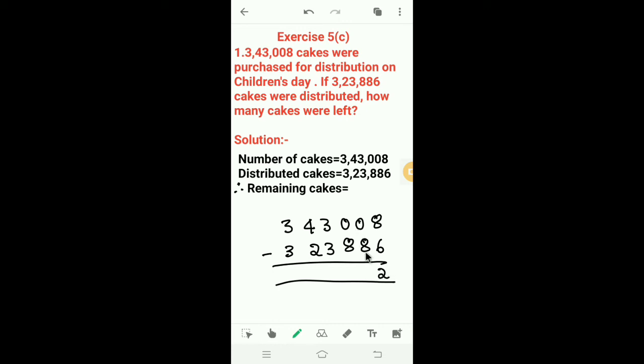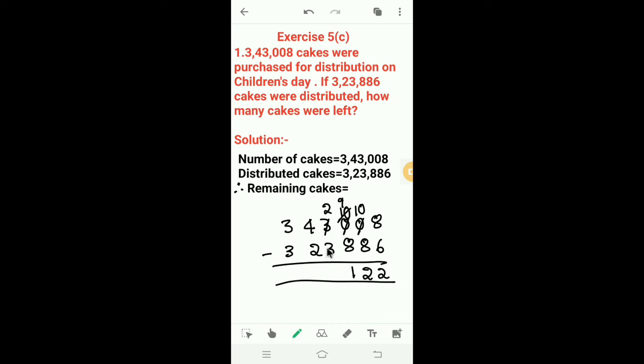Is 0 minus 8 possible to subtract? No, it is not possible. So we have to borrow from the next number. Here the next number is 0, so we can't borrow. So we go for the next number. Here the next number is 3. If you borrow from 3, then 3 becomes 2 and here 0 becomes 10. Now we can borrow from 10. 10 becomes 9 and here 0 becomes 10. 10 minus 8 is 2. 9 minus 8 is 1.